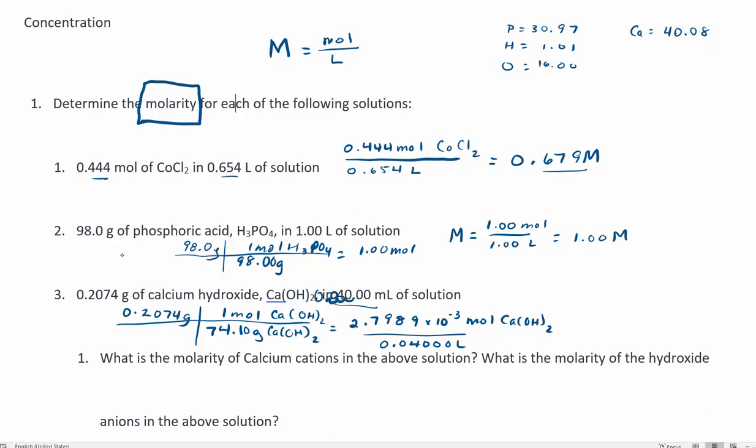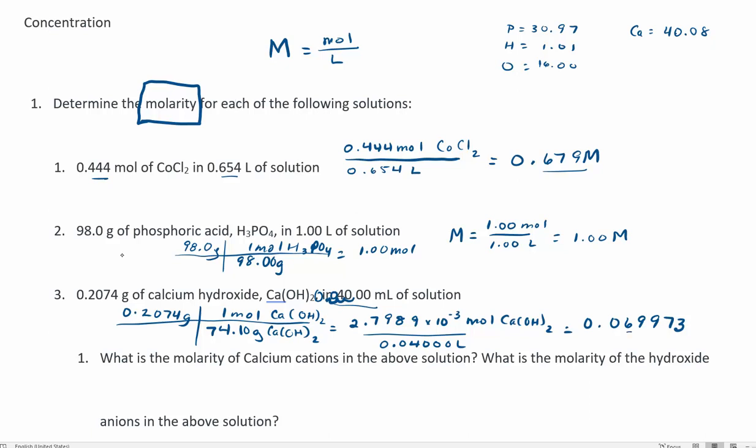So it's 0.04000. Divide your moles by 0.04, and that's liters, to get a molarity of 0.06997 and then a 3. Now I'm going to double check my sig figs. I had 4 significant figures in the mass and 4 significant figures in the volume. I need 4 significant figures. These leading zeros are not significant.